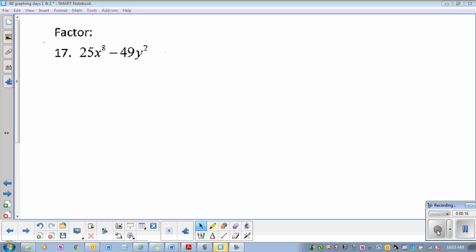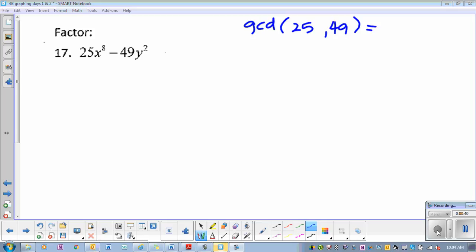We have two terms and we have a minus in between. You know, guys, the first step in factoring is always GCF, right? So what I'm going to do is go in the calculator and do that GCD thing, and see if 25 and 49 have a GCF that I can take out. So let's do that. 25, comma 49. Do you remember where that is?